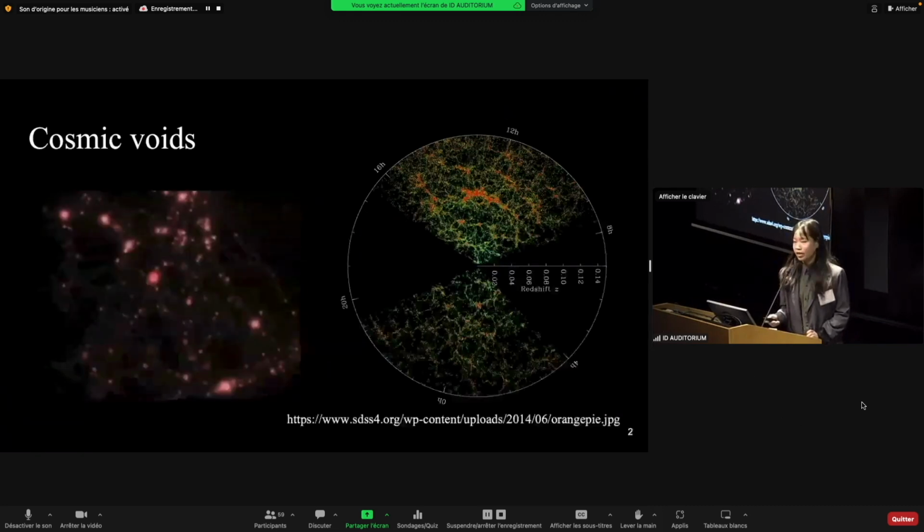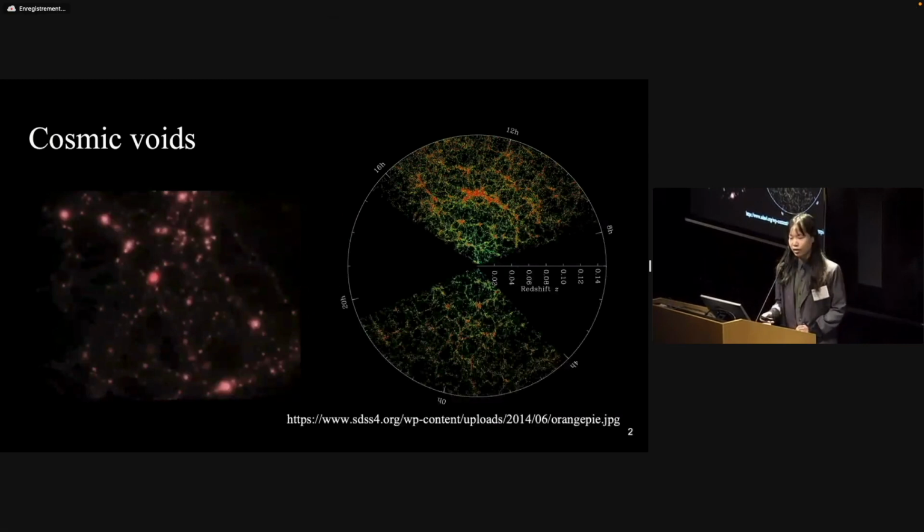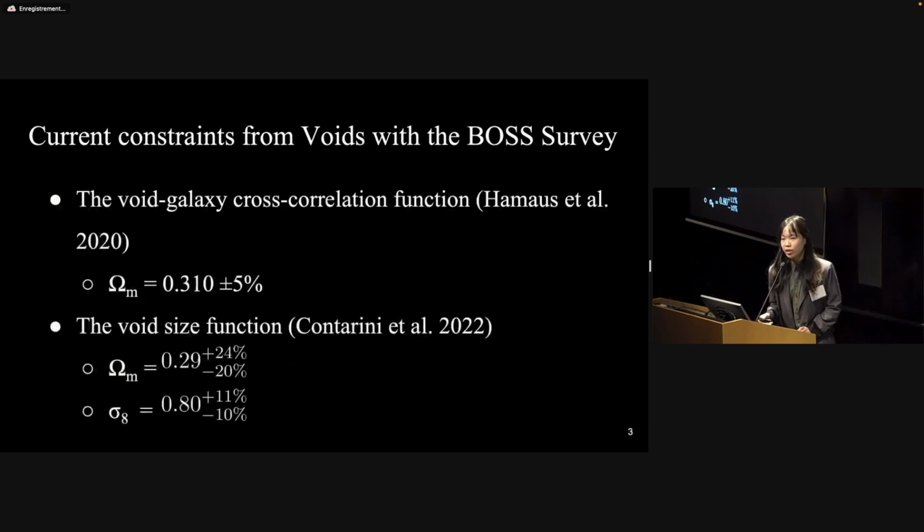So from Linder's talk, you already know voids are the less dense regions in the galaxy distribution. And there have been some current constraints from voids from the Bell surveys. With the void galaxy cross-correlation functions, we are able to constrain the matter density. And also with the void size function, we're able to constrain both omega m and sigma 8. So these constraints seem to be very promising from void statistics.